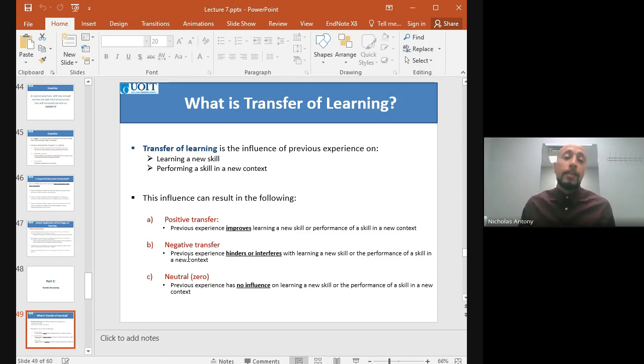Okay, perfect. And then neutral transfer is when the skills are so different that there is no effect. So my ability to drive, which I've been doing for years, has no effect on me learning how to play basketball. Right? So we have three different effects that previous experience of a motor skill can have on learning a new motor skill.